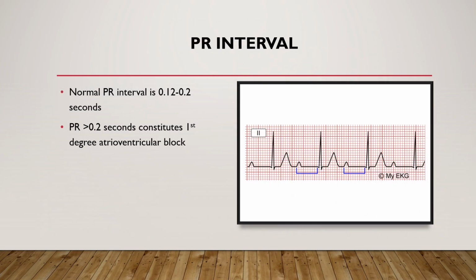Let's discuss PR interval. Normal PR interval should be less than 0.2 seconds. When it's more than 0.2 seconds, it is called a first degree AV block. On the right part of the slide, you see the proper way to measure the PR interval.